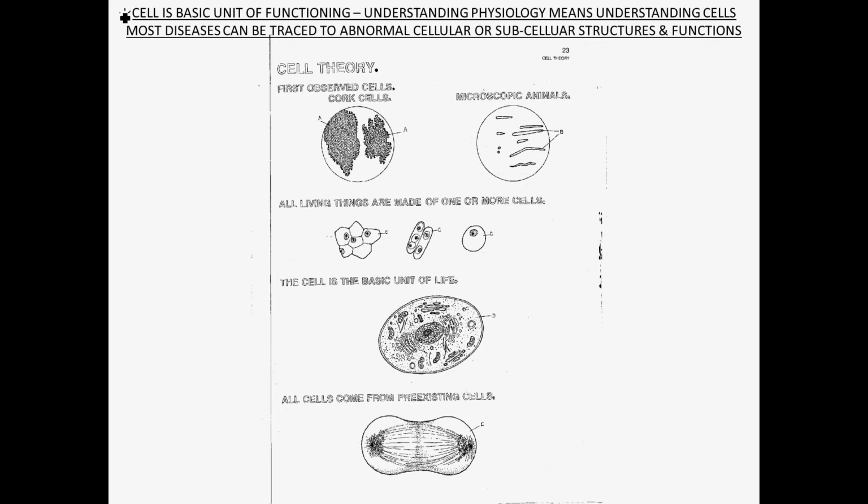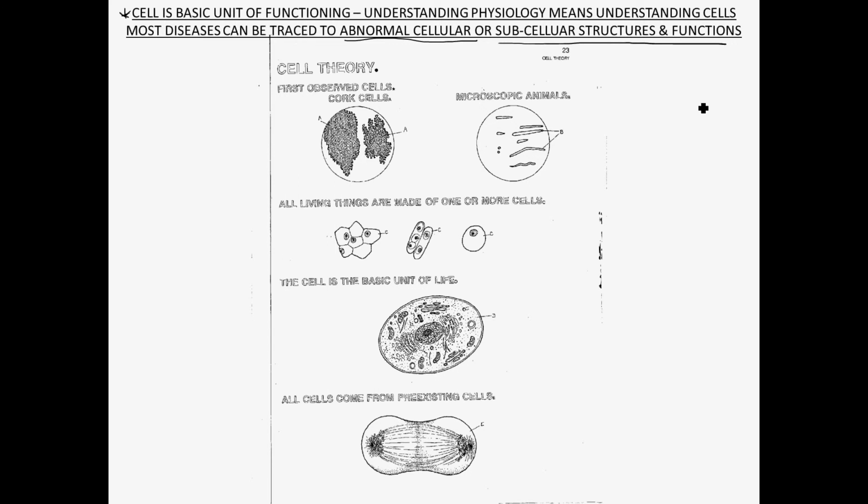Well, from Bio 1, remember that a cell is the basic unit of functioning. And so understanding the physiology of the human body means an understanding of cells. Most diseases can be traced to abnormal cellular or abnormal subcellular structures and or functions. And so when the body is in disease, it's typically because something is going wrong with a cell or groups of cells, right?